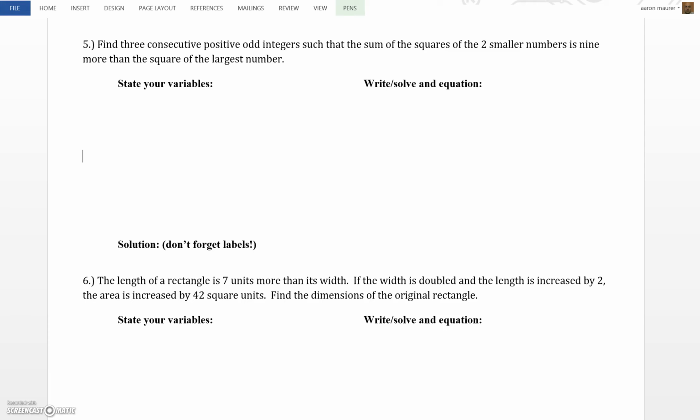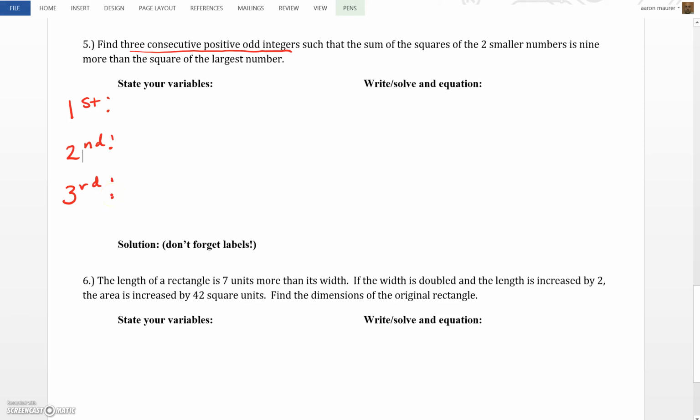So number 5, let's begin with that. Find 3 consecutive positive odd integers such that the sum of the squares of the 2 smaller numbers is 9 more than the square of the largest number. So first let's determine what our unknowns are. So we have to find 3 consecutive positive odd integers. So I have the first, I have the second, and I have the third.